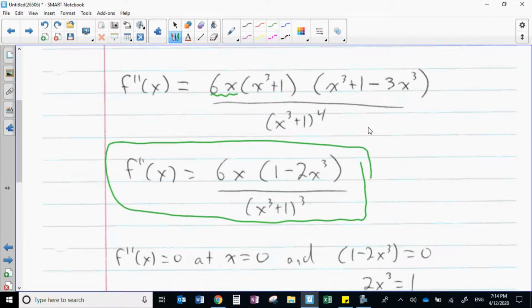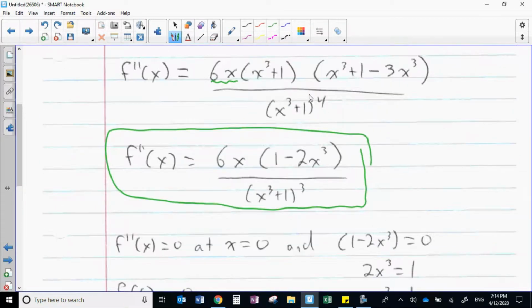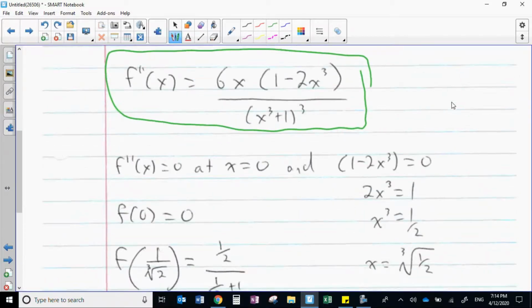6x times 1 minus 2x cubed all over x cubed plus 1 cubed. By the way, this x cubed plus 1 and this x cubed plus 1 divide out, so I divide the top and bottom to get rid of those. All right, well, when does f double prime of x equal 0? Basically I'm getting this from looking at when is 6x times 1 minus 2x cubed equal to 0? Well, since it's factored, it's either when 6x equals 0, which happens when x equals 0, or when 1 minus 2x cubed equals 0.